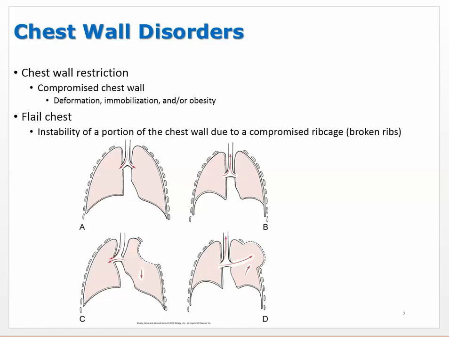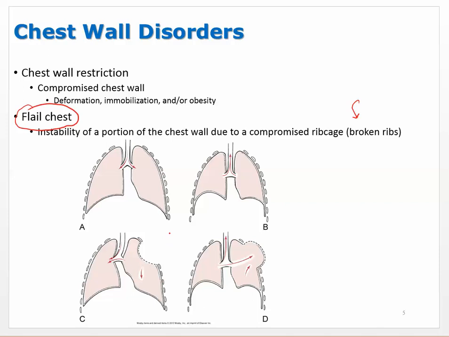All right, so let's kind of work our way out. We're not going to spend too much time on chest wall disorders. Chest wall restriction, compromised chest wall, deformation, immobilization, obesity. Those are the things that are going to affect the chest wall. There's also something called a flail chest. Flail chest is associated with broken ribs. Usually if you have 2 or 3 broken ribs, then you're not containing the lungs the way that they're supposed to be contained, and so they just kind of flail around. I guess that's why we call it a flail chest.